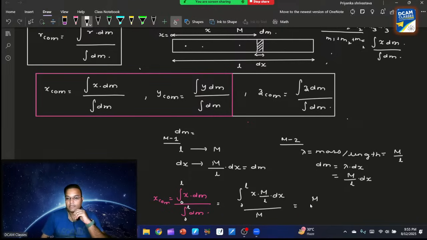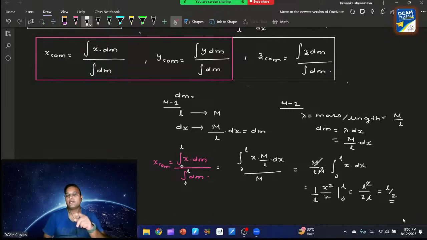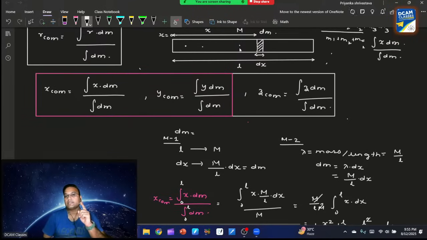Now M by L is constant, it will come outside. M got cancelled. This is x square by 2, 1 by L, from 0 to L. So it is L square by 2L. L will get cancelled. That's why we say the center of mass is lying at the center, L by 2.